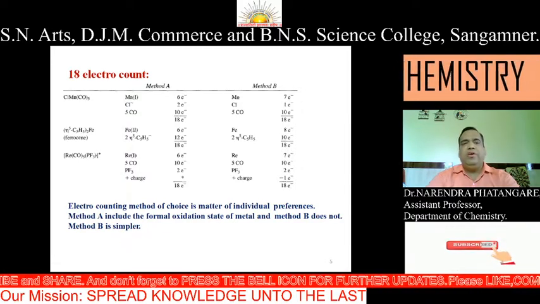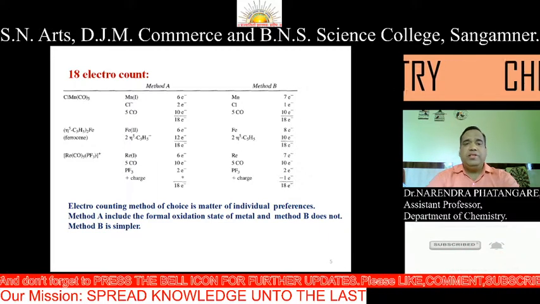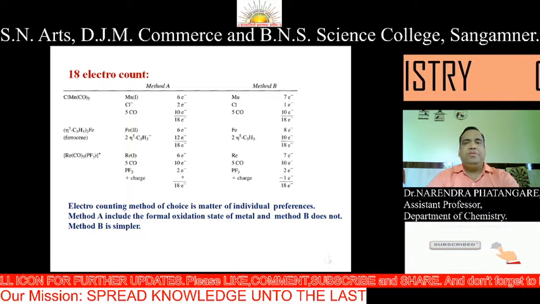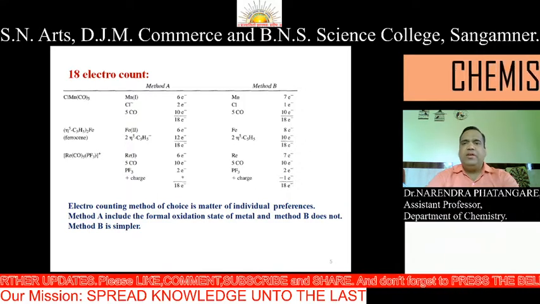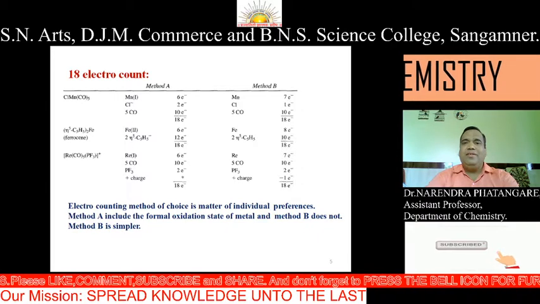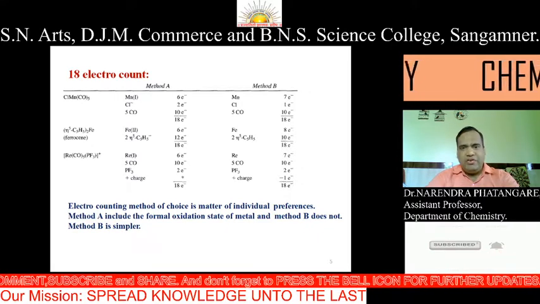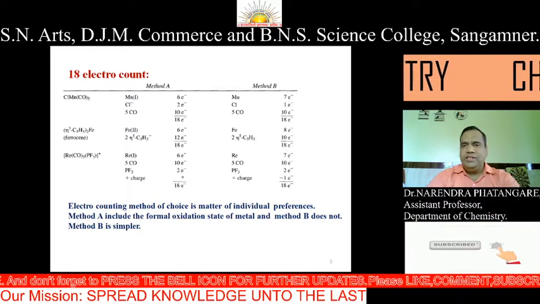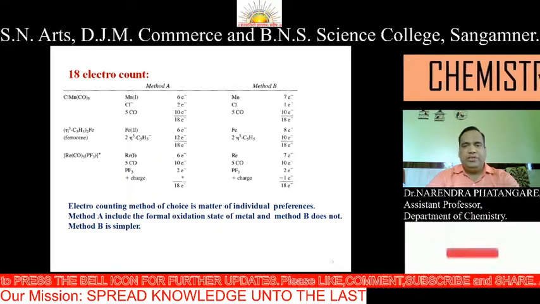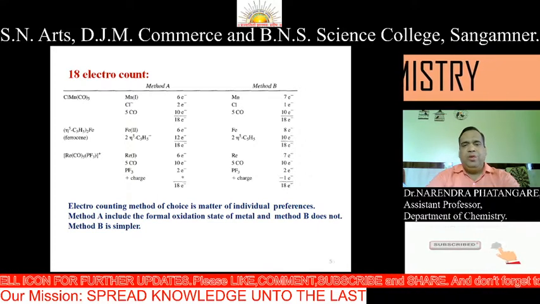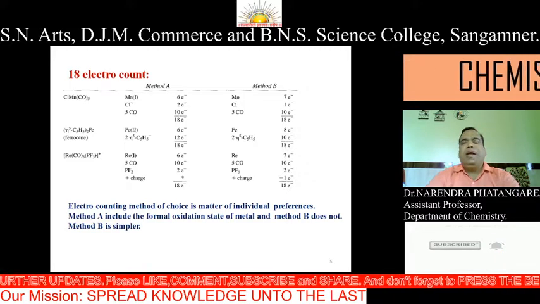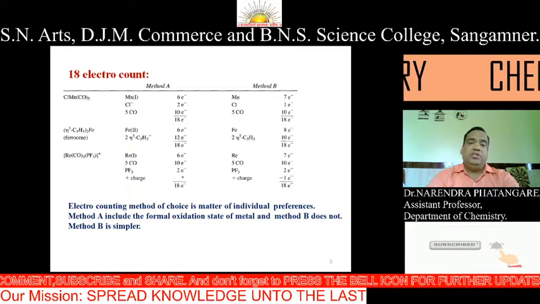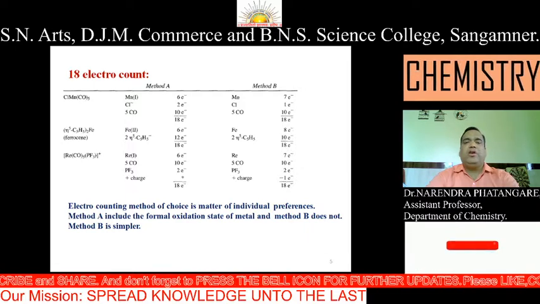In the case of (eta 5 C5H5)2 Fe, Fe has the electron configuration, going through scandium, titanium, vanadium, chromium, manganese and Fe, 3d6 4s2. So in the valence orbitals, Fe contains 4s2 3d6, that means a total of 8 electrons. Fe is in the +2 oxidation state, therefore the 8 electrons reduce to 6. So Fe2+ contains 6 electrons. Eta 5 C5H5 minus contains 6 electrons by the donor pair method. So 2 eta 5 groups are there, it is ferrocene. So 6 electrons, therefore 6 into 2, 12 electrons. Total electron count becomes 18.